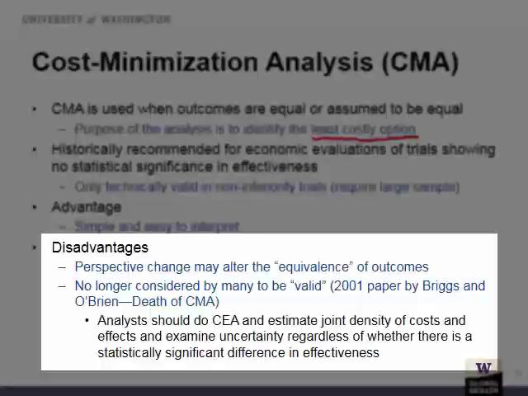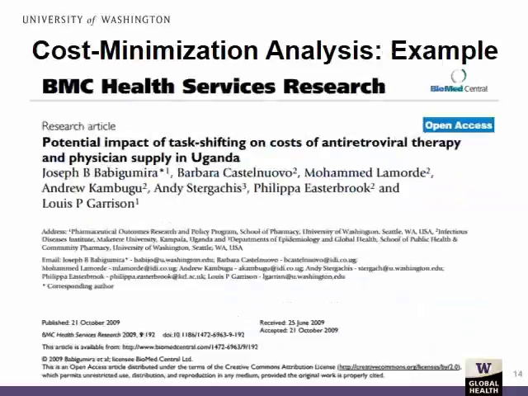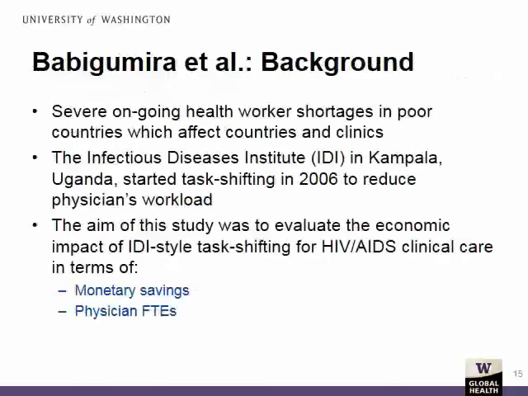Here's an example of a cost minimization analysis in a paper that my colleagues and I did a few years ago, back in 2009, and it was on task shifting, which means the performance of clinical tasks by individuals who are of less sophisticated training, essentially like giving nurses the duties of prescribing antiretroviral medications. This study was in the setting of severe health worker shortages. As you know, in low and middle income countries, there are health worker shortages.